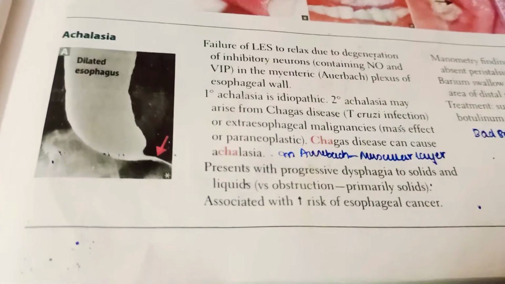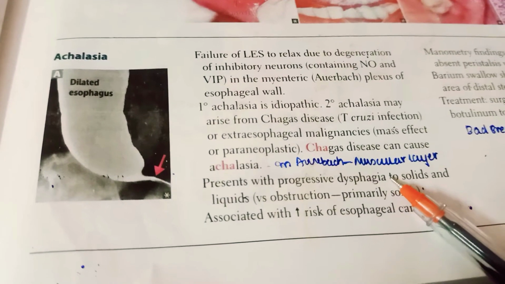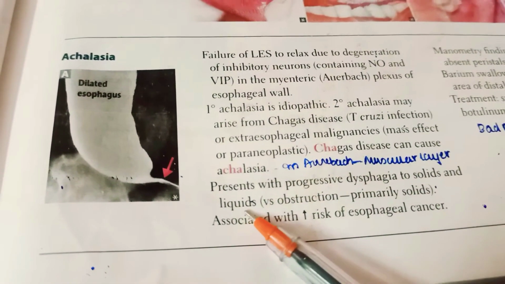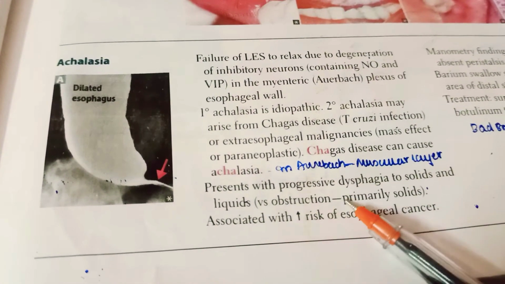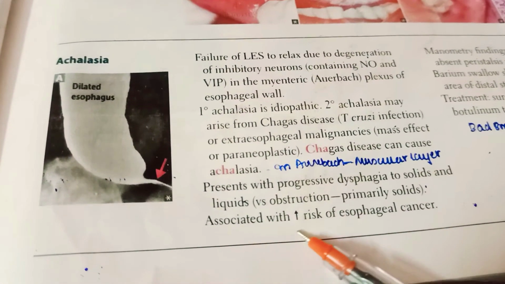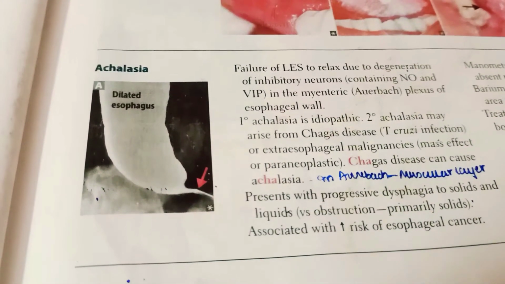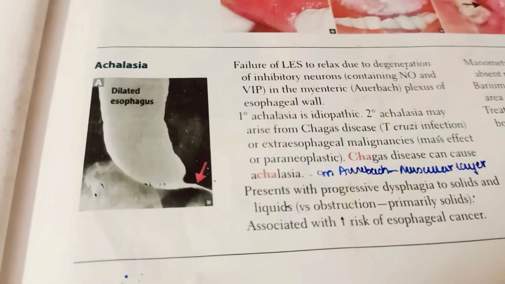And the patient symptoms are progressive dysphagia to solids first, like they can't swallow solids first, later followed by liquids. So mainly obstruction, primarily solids, associated with increased risk of esophageal cancer. Of course, if this is blocked like this for a longer time, it will turn into cancer.